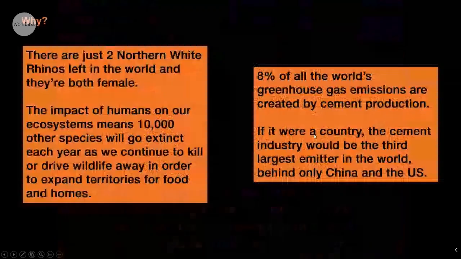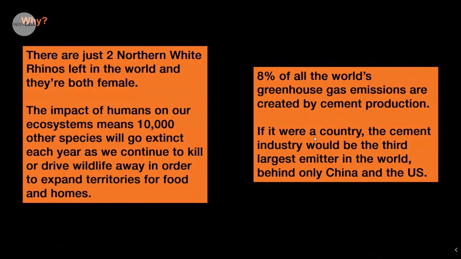So Will has already very eloquently set out why we need to be minimising embodied carbon in our designs. But here are two facts that shocked me personally into acting. There are just two northern white rhinos left in the world, and they're both female. The impact we as humans have had on our ecosystems is sickening. We're literally destroying the natural world. And you're probably quite familiar with the second fact. The cement industry is a huge polluter. If it were a country, the cement industry would be the third largest emitter in the world. And we need to do something about it.